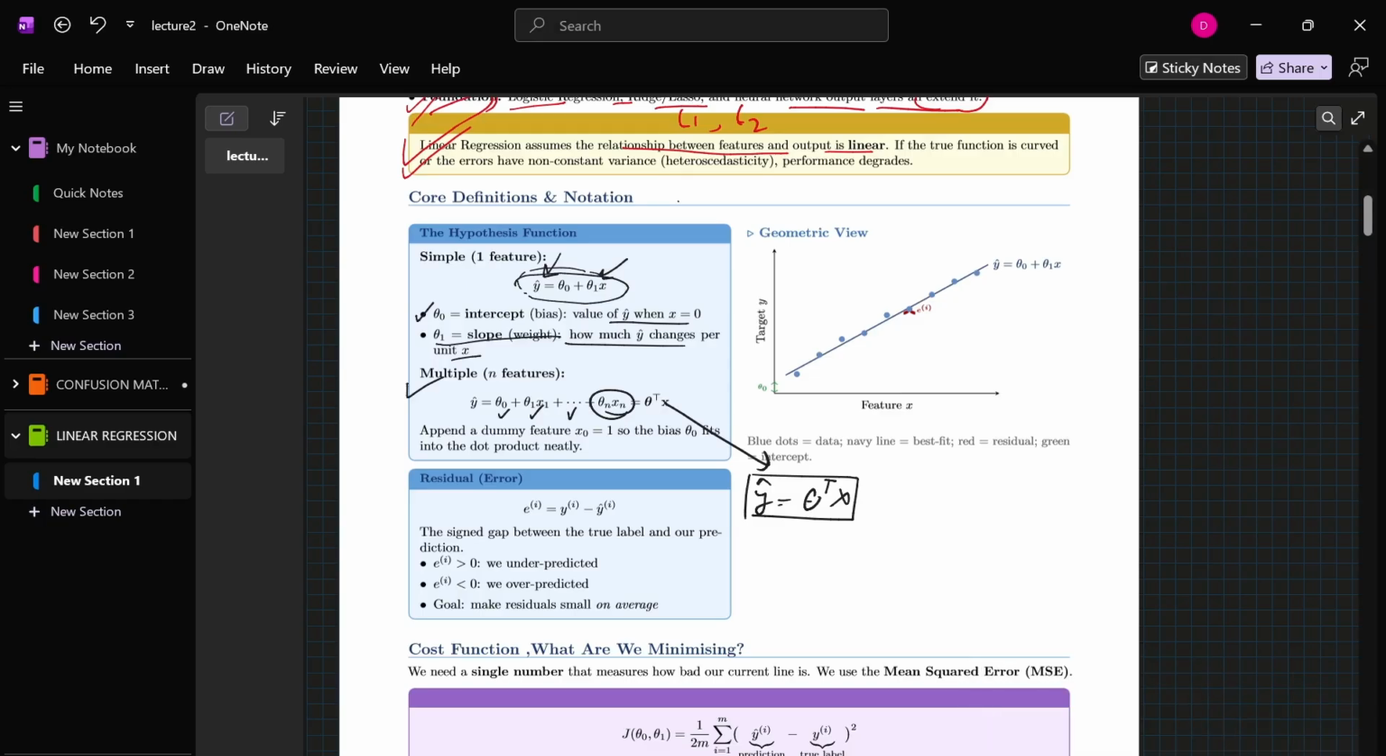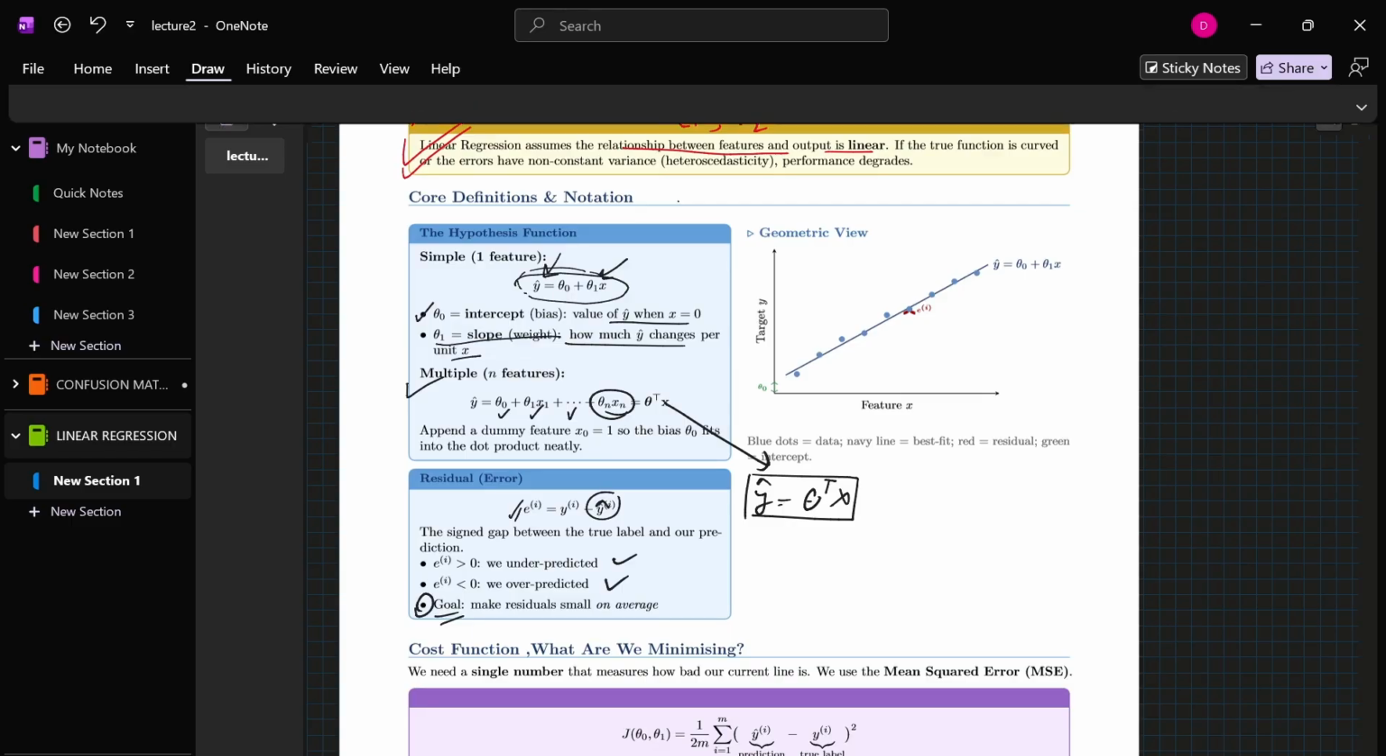Okay. Now the most important part of this unit is the residual. Residual is the error, the difference between y and y hat. It's the actual minus the predicted. If the residual is positive, then we under-predicted. If it is negative, then we over-predicted. So our job is to make the residual as small as we can.